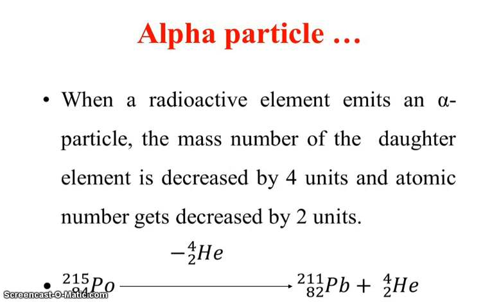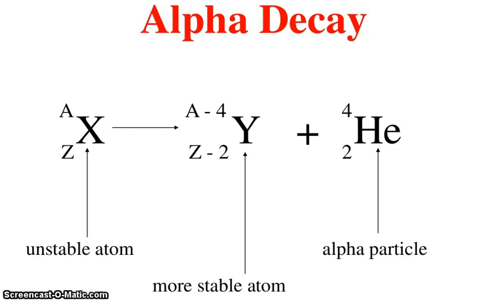When a radioactive element emits an alpha particle, the mass number of the daughter element is decreased by 4 units and the atomic number gets decreased by 2 units. You can see polonium converted into lead by removing alpha particles. So in alpha decay, you can see an unstable atom with Z and A becomes a more stable atom with A minus 4, Z minus 2, and an alpha particle.